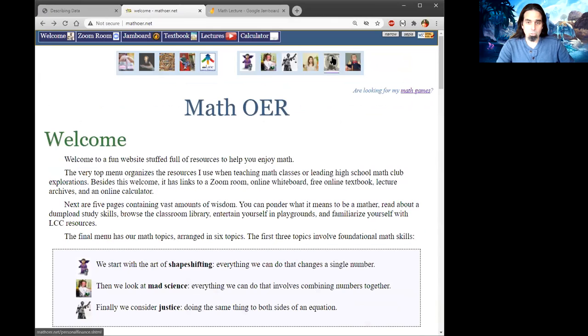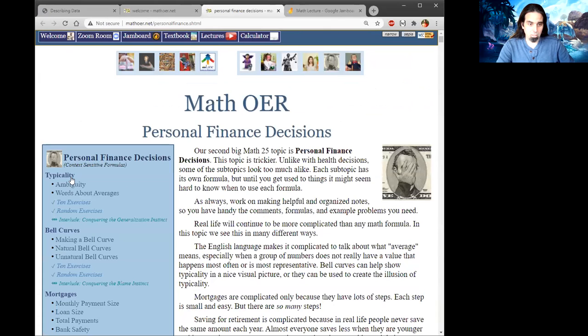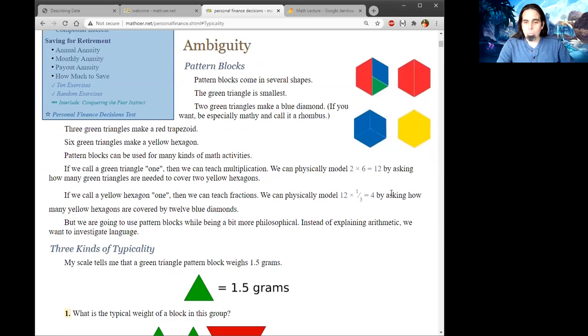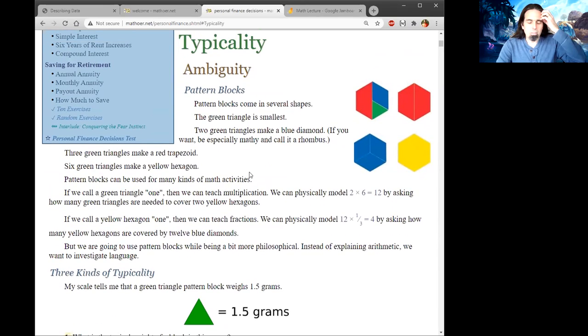So I'm going to go over here to the personal finance and typicality. We want to say things like which of these items in a sample is typical. So we need to talk about what the word typical means.